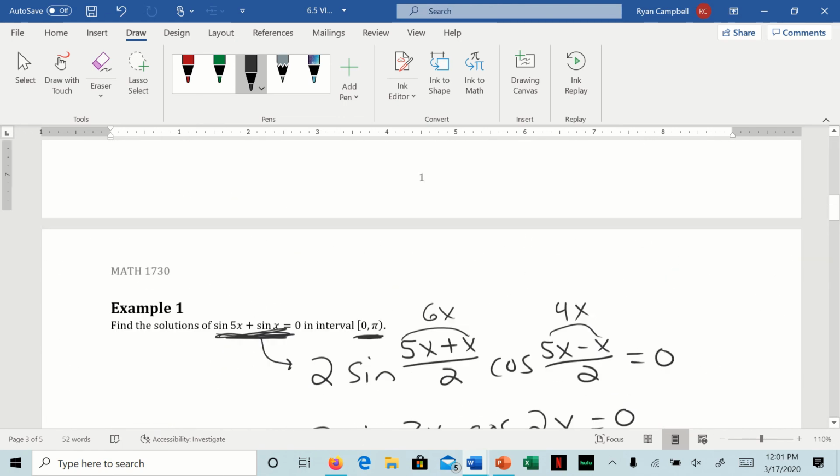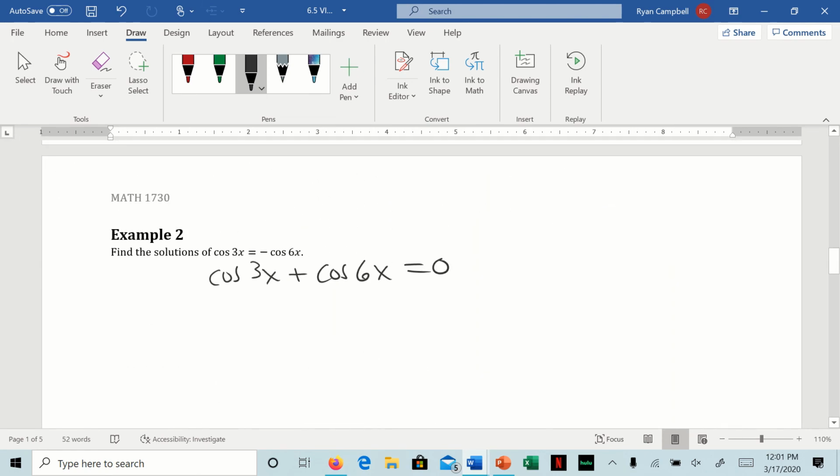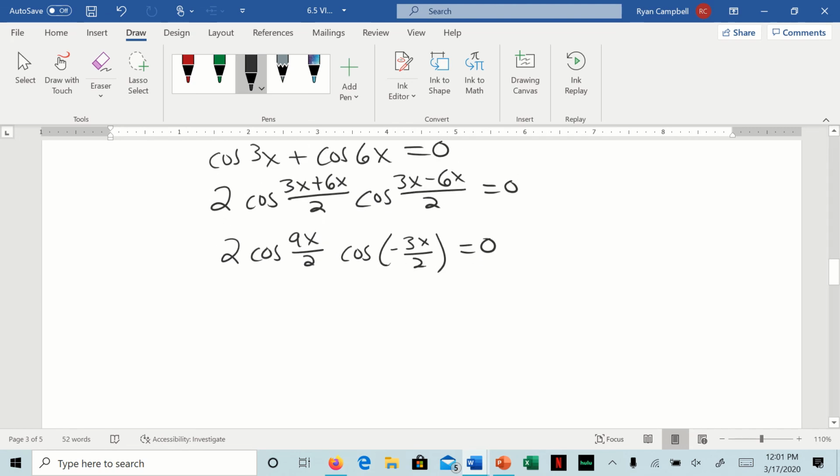So what we can do instead is see if there is a formula for the sum as a product. And there is. Using this formula, that's the same as 2 times cosine of (3x plus 6x) over 2 times cosine of (3x minus 6x) over 2 equals 0. Good. So 3x plus 6x is just 9x. 3x minus 6x is negative 3x. Good. And we can just divide everything by 2 because this 2 is on the outside.